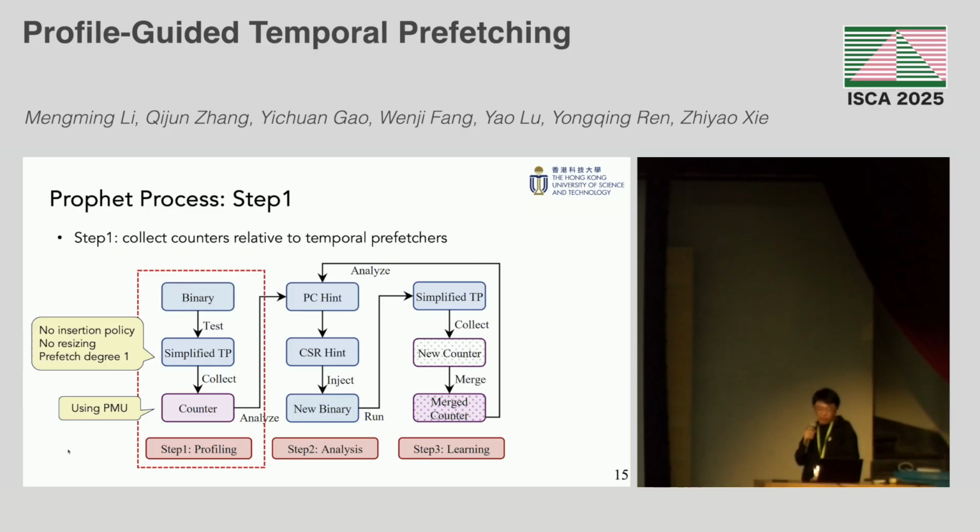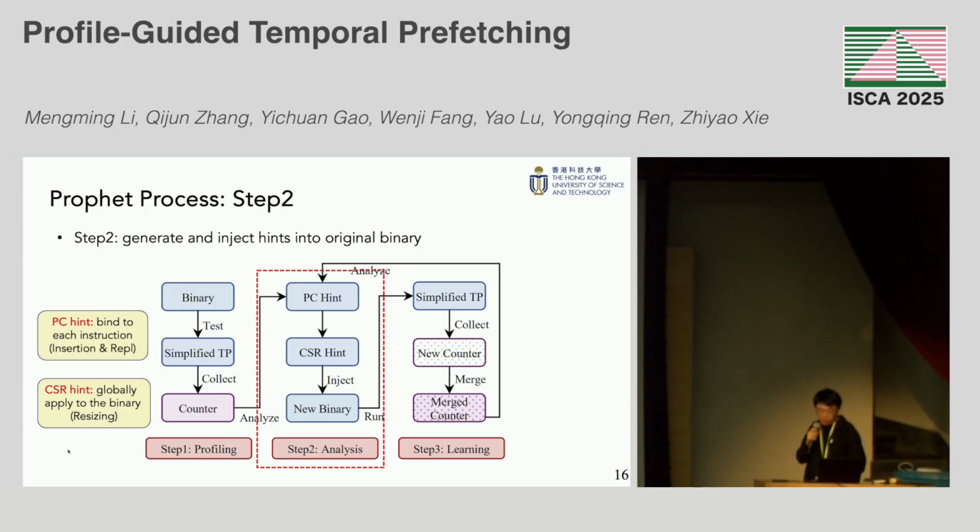At step 1, profiling, this step is responsible for collecting program counters relative to temporal prefetching. We want to profile each memory instruction's adaptability to temporal prefetching. So we configure the temporal prefetcher with a simplified version. We disable the insertion policy and the resizing, and set the prefetching degree to 1. Then we use the PMU system to collect the counters.